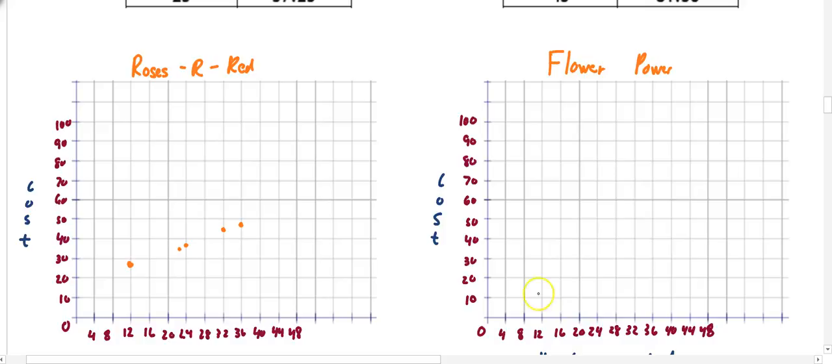So our first point is 12, 66, and then we have 24, 72. We have 36, 78, 32, 76, and we have 43 roses for $81.50. The same thing is going to happen in this graph. I'm not going to connect my points because I can't order partial roses.